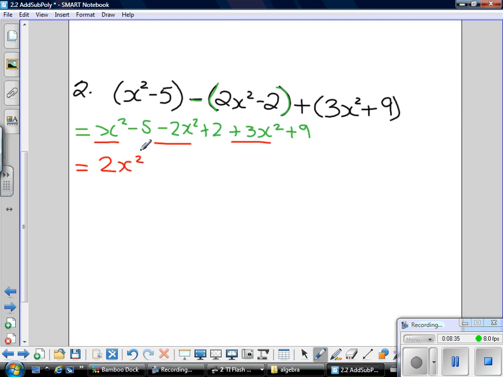I have no x terms, however, I have quite a few constants, a negative 5, a positive 2, and a positive 9. So I have 11, take away 5, so I have a positive 6. Right? So x squared and a 6 are not like terms, so I am finished that one.